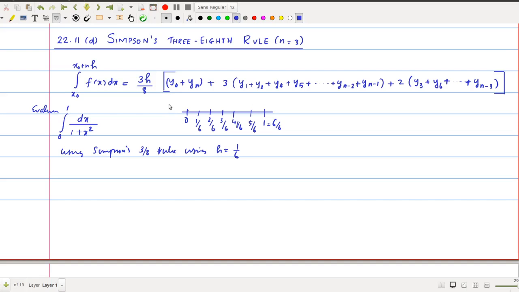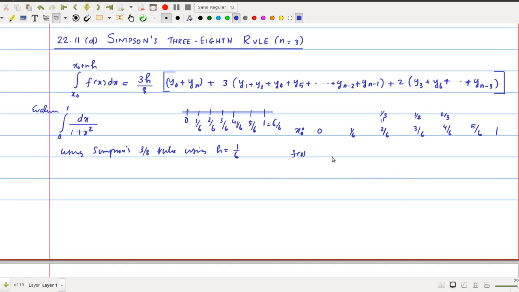In order to evaluate this, we need to set up the values of x and the values of f of x. The first value is 0, and then 1 by 6, 2 by 6, 3 by 6, 4 by 6, 5 by 6 and 1. So these are the values. Now this can be written as 1 by 3 as well, and this is 1 by 2, and similarly this is 2 by 3, etc.